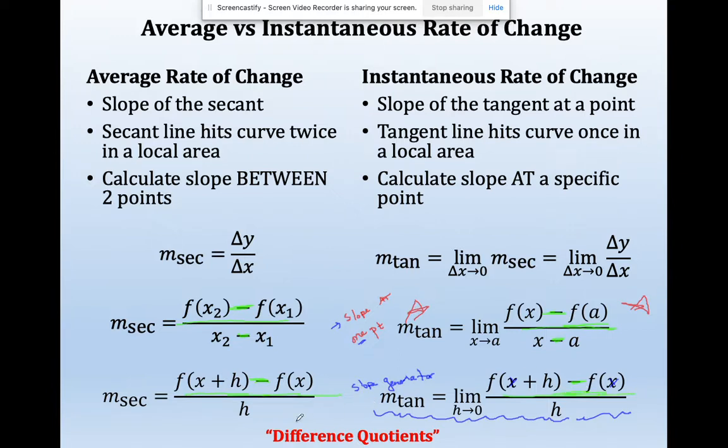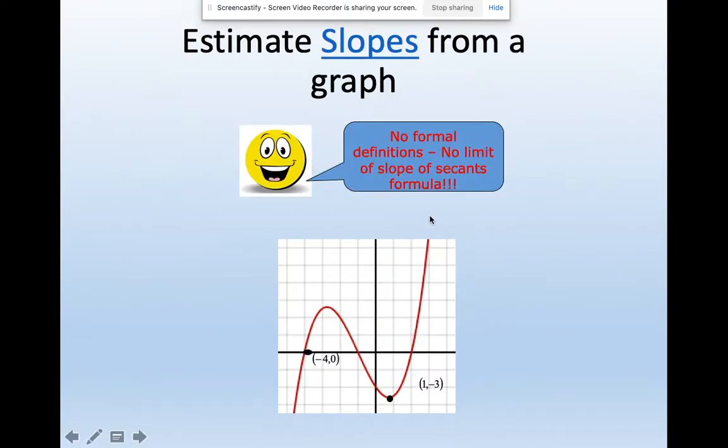The reason you care about this vocabulary is because sometimes AP will say, use a difference quotient to. And if they say use a difference quotient to find the average rate of change, you're using one of these. If they say use a difference quotient to find the instantaneous rate of change, you're using one of these, but you are responsible to know what difference quotient means, all right? Another vocabulary word. All right, finally, we're getting to estimating the slopes from a graph. So all of that was just a kind of a recap of what we did yesterday, one new formula and another vocabulary word. So here, estimating slopes from a graph.